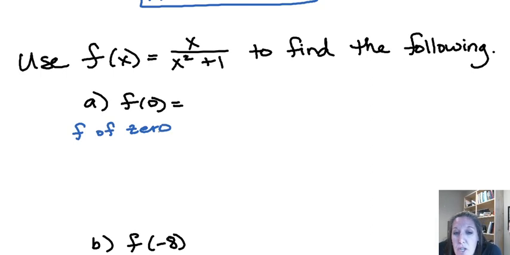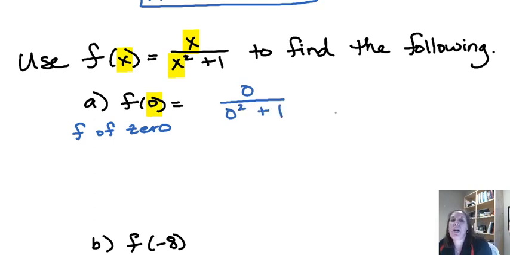And what it means is that everywhere we have an x in our function, we are going to replace that x with the number that we have, or whatever it is that we have inside the parentheses. So f of 0 means we're going to plug in 0 for all of our x's.